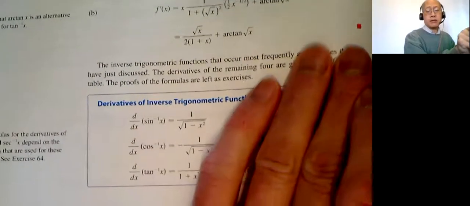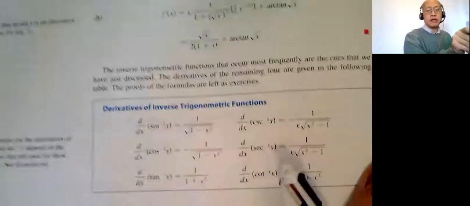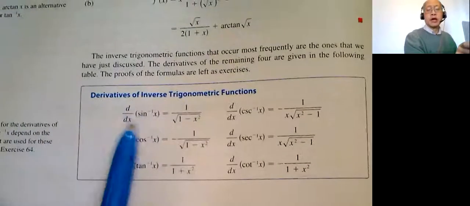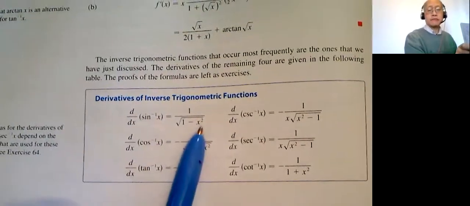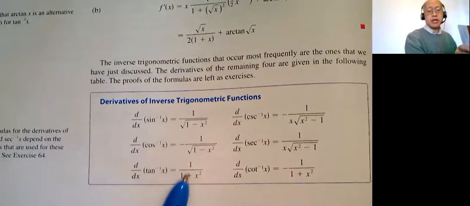Again, you should be happy that we're not meeting in person because I make you memorize it. There are kind of tricks to make you memorize it. I mean, they all have a one on top, they all have a one and an x squared in the bottom. These two have a square root. This one doesn't, and it's a plus.